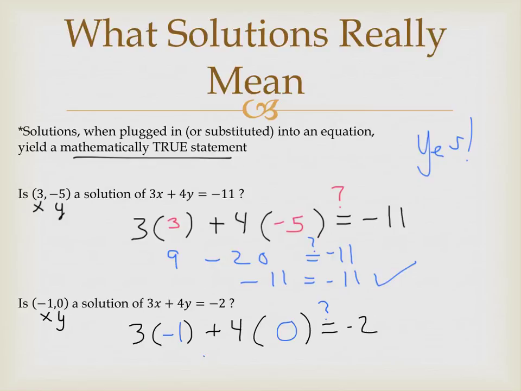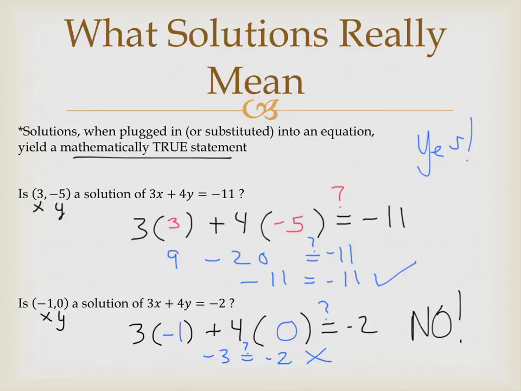3 times -1, that's -3. 4 times 0 is just 0. 0 plus anything is just the anything. So does -3 equal -2? No, that's not true. Therefore, no. -1, 0, meaning when x is -1 and y is 0, is not a solution. This point does not lie on this line. Why? Because when we check it, we get a false statement.